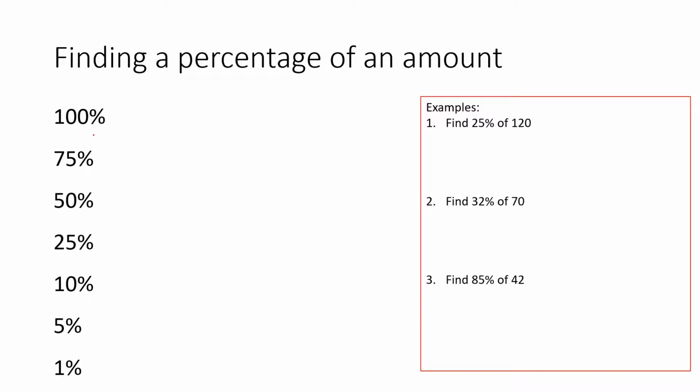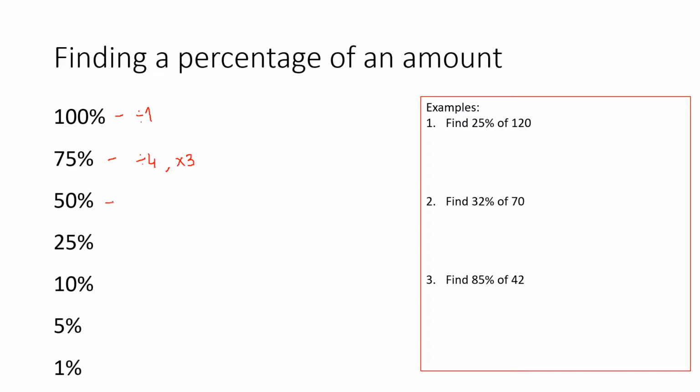So to find 100% of an amount, what you have to do is divide by 1. 100% is always going to be the same, so just remember it either stays the same or you have to divide by 1. In order to find 75% of an amount, what you have to do is divide by 4 so that you can get 25% and then multiply by 3 so you end up with 75%.